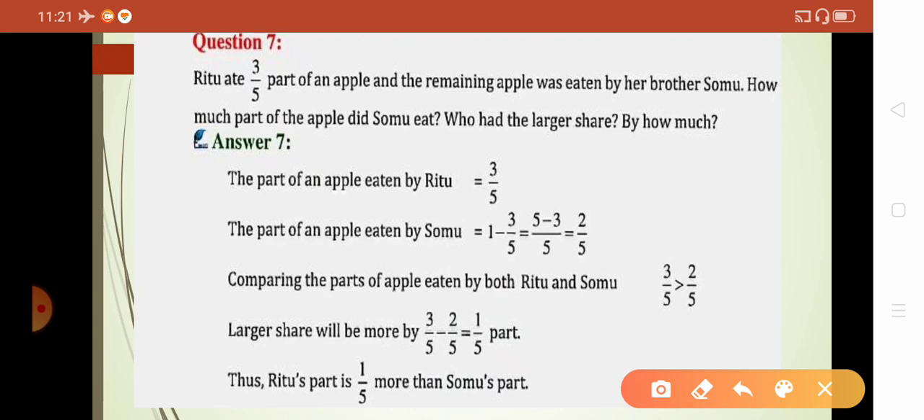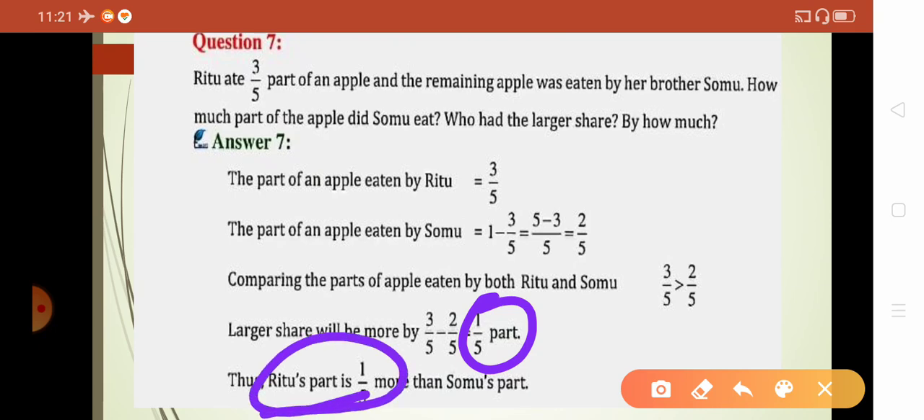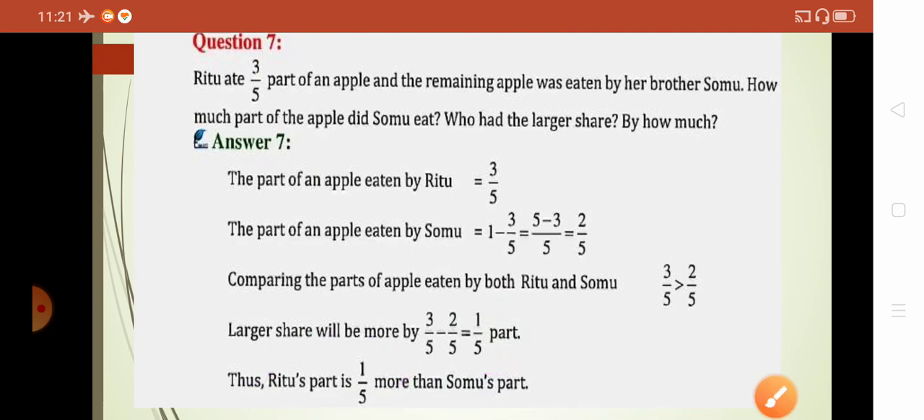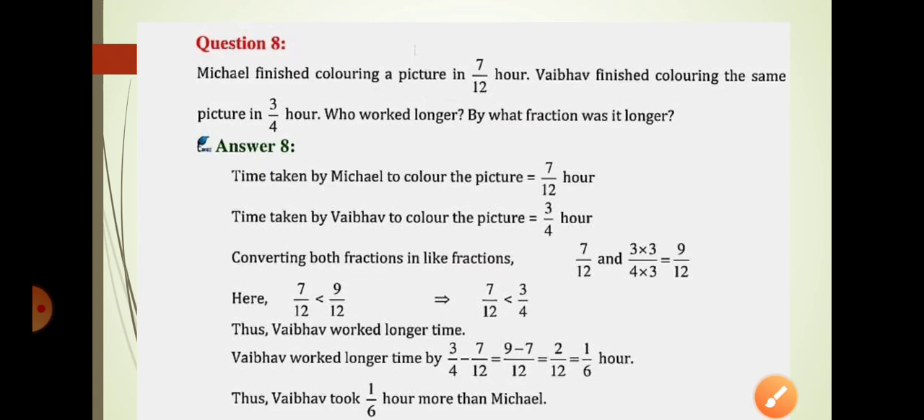You and your brother have 5 parts of an apple. You have eaten 3 parts and your brother has eaten 2 parts. So how much more have you eaten? One share. That means 1 by 5 part you have eaten more. So here Ritu has eaten 1 by 5 more than Somu's part. One more piece she has eaten than Somu. Next is: Michelle finished coloring a picture in 7 by 12 hours.